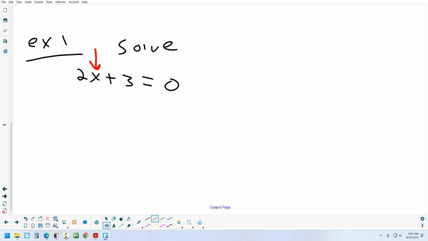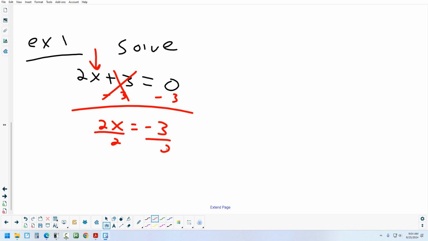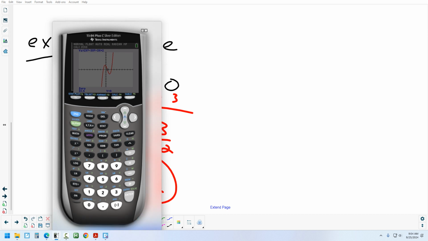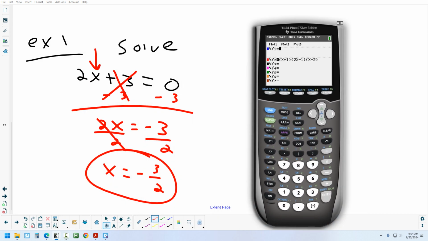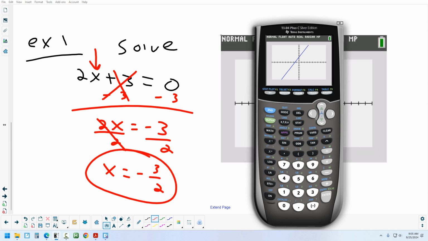All right, so what would be my first step to get x by itself? Subtract 3 from both sides. So that's gone. And my last step, divide by 2. We get x equals negative 3/2. And if I plug that in on the calculator, where do you think it'll cross the x-axis? Negative 3 over 2, which is negative 1.5. It's going to cross right there. I don't know if you can see it well, but it is crossing at negative 1.5.